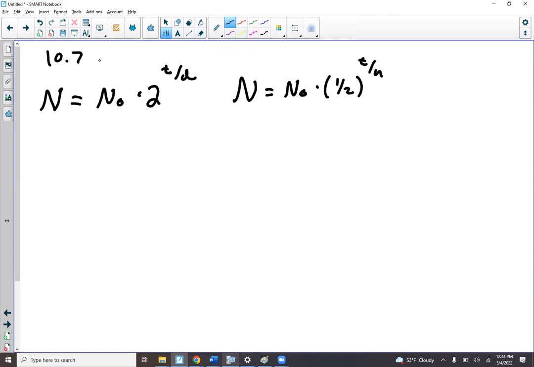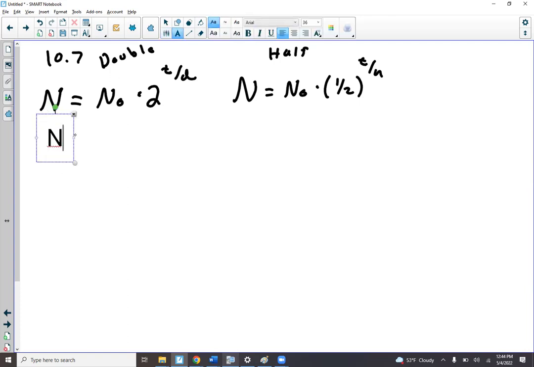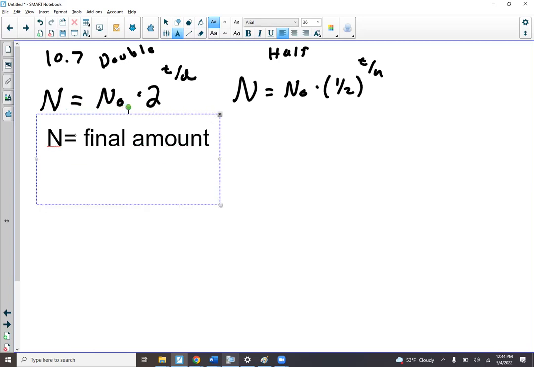So this one is doubling, and this one's half-life. As a reminder, N is the final amount. Is half like decay? It is technically decaying by half, you would say. Is that N sub 0, not N sub O? Is that like the starting amount? Yes, starting amount, it's initial.